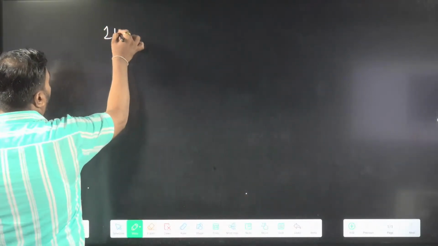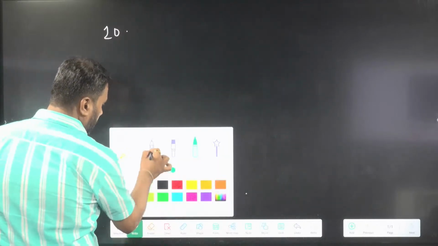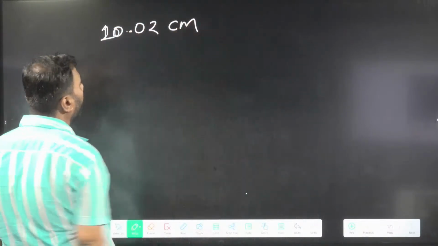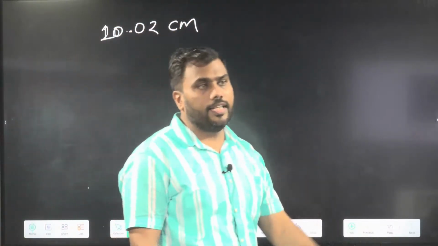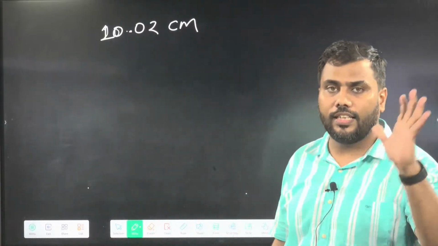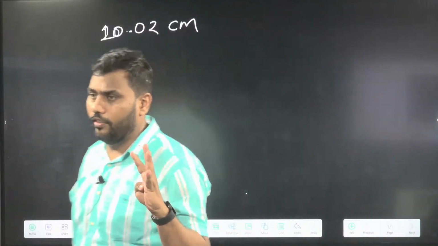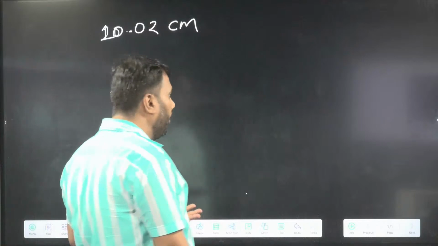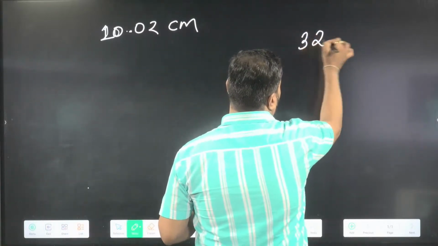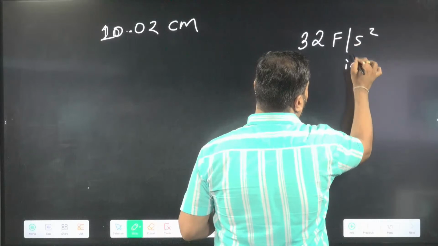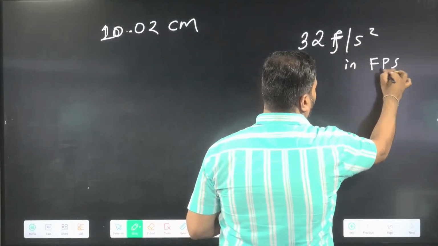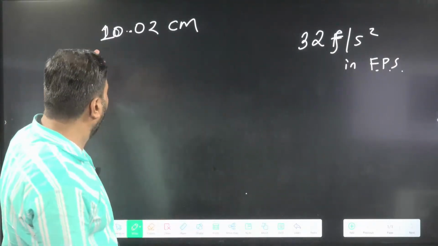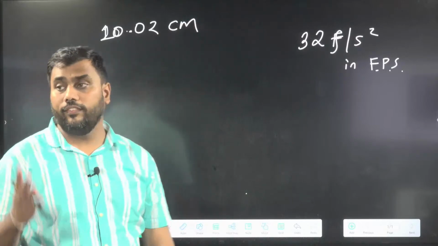If I write 10.02 centimeter, how many significant figures are here? Four, very good. Gravity is 32 feet per second square in the FPS system, if you read your books. So 10.02 centimeter contains 4 significant figures.